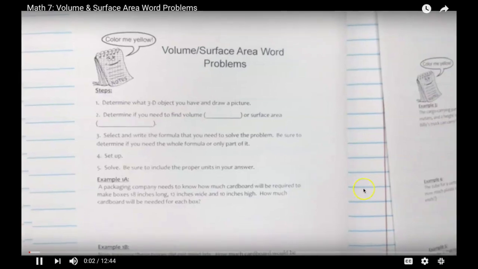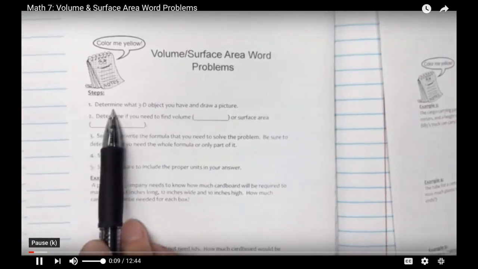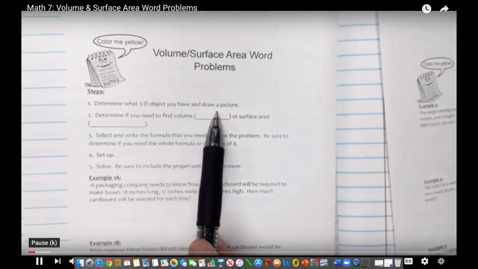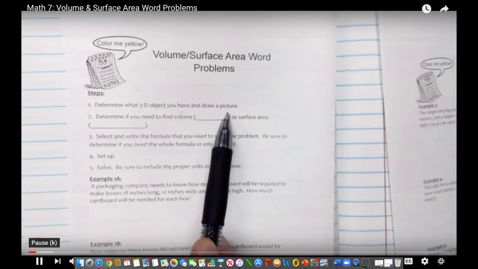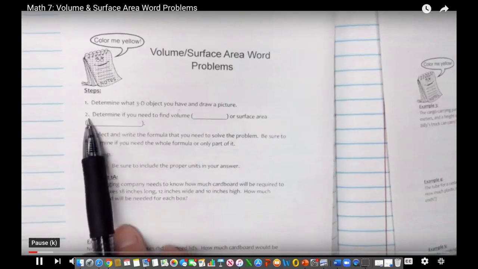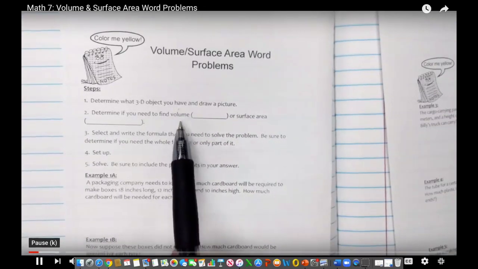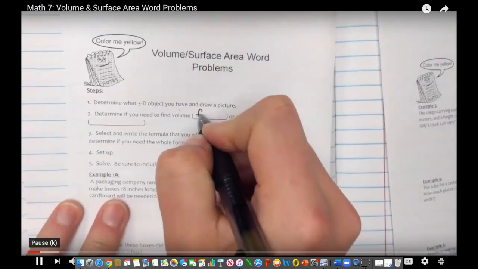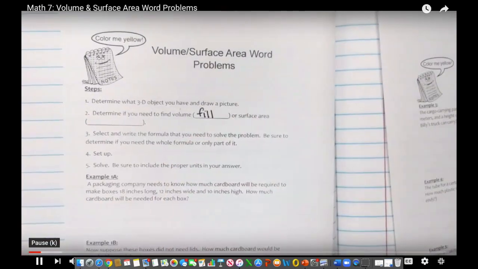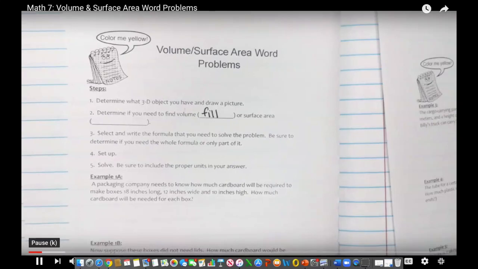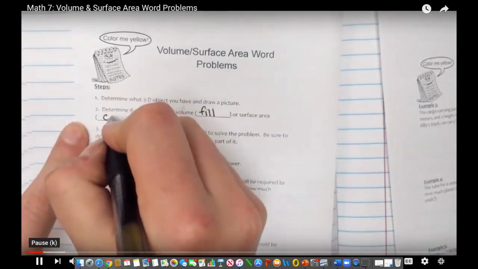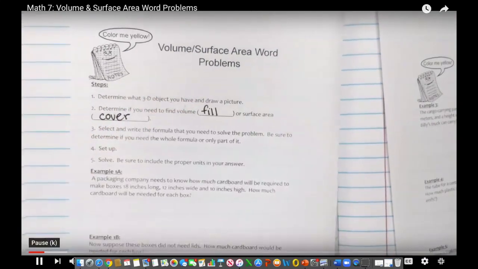In this video, we're going to discuss how to solve volume and surface area word problems. So we have 5 steps we need to follow. Number 1, determine what 3D object you have and draw a picture. This will either be a cylinder or a rectangular prism. Step 2, determine if you need to find volume, and that means if you're going to be filling up that 3-dimensional figure, or surface area, and that will happen anytime you need to cover a 3-dimensional figure.